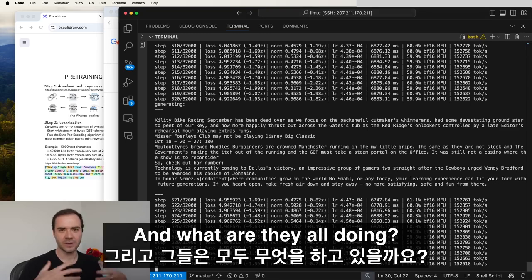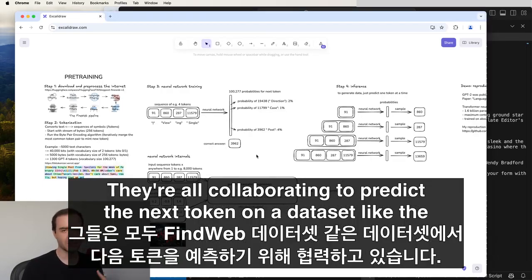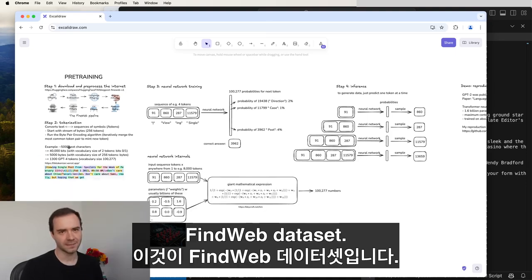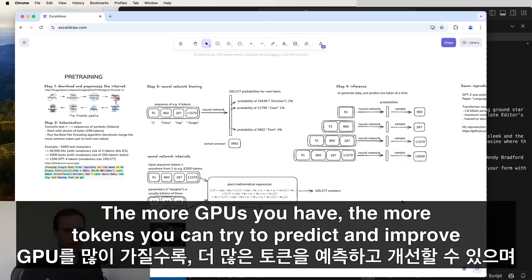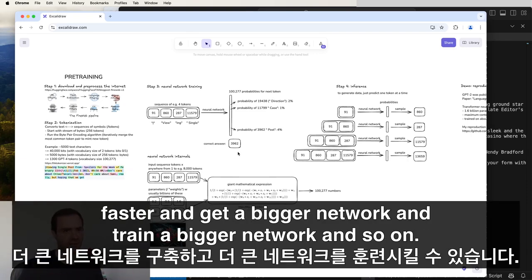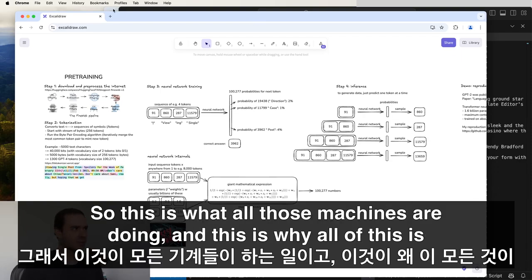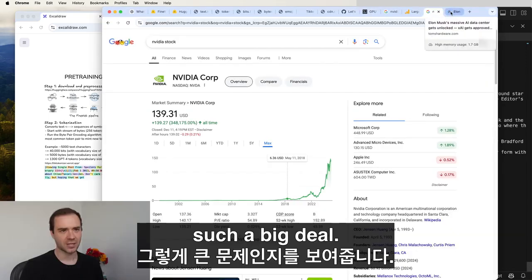And what are they all doing? They're all collaborating to predict the next token on a data set like the FineWeb data set. This is the computational workflow that basically is extremely expensive. The more GPUs you have, the more tokens you can try to predict and improve on, and you're going to process this data set faster, and you can iterate faster and get a bigger network and train a bigger network and so on. So this is what all those machines are doing. And this is why all of this is such a big deal.